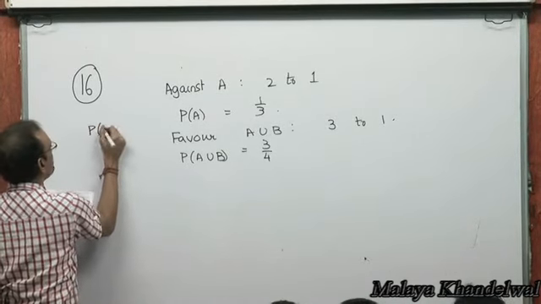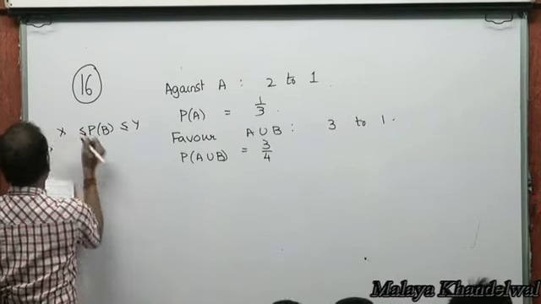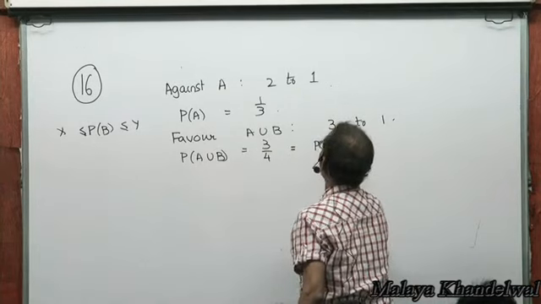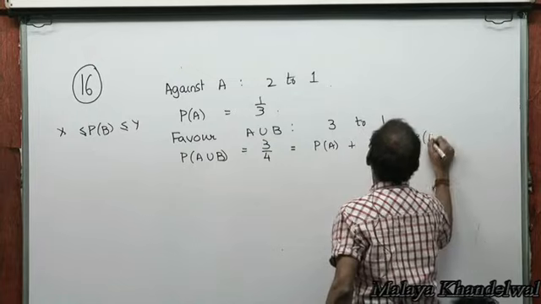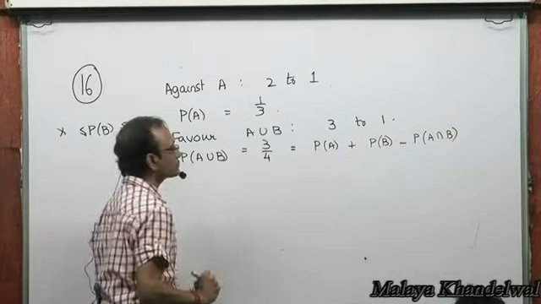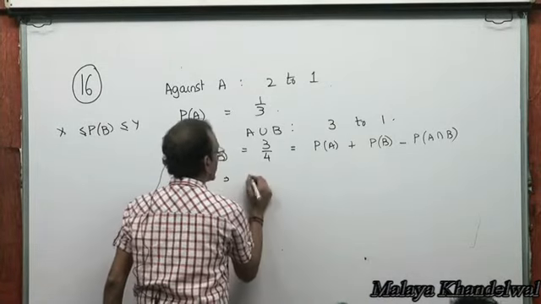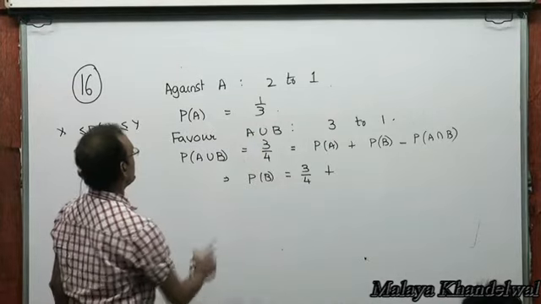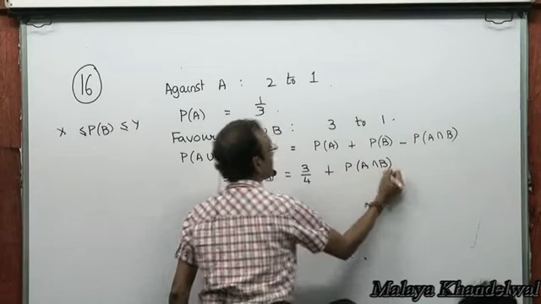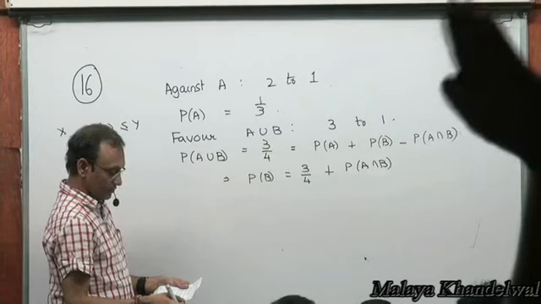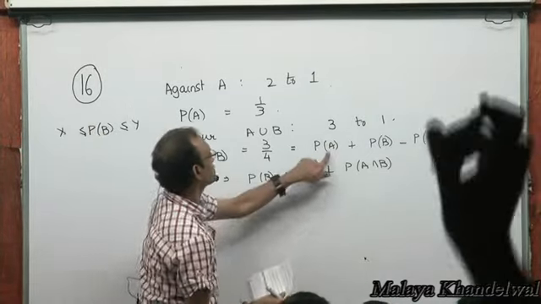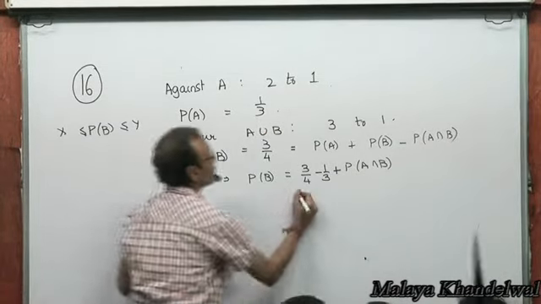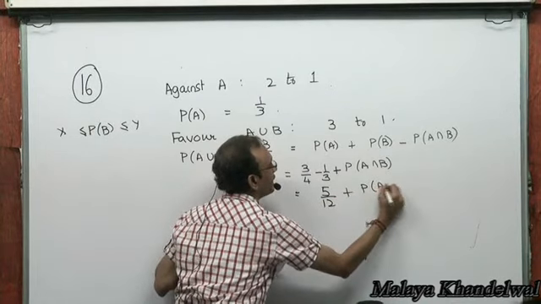What's given in the problem is that PB is greater than or equal to X and less than or equal to Y, and we have to find X and Y. Now, this is PA union B, which is PA plus PB minus PA intersection B. Now, PB would then be 3 by 4 minus PA, and minus PA is minus 1 by 3, plus this, which is 5 by 12 plus A intersection B.